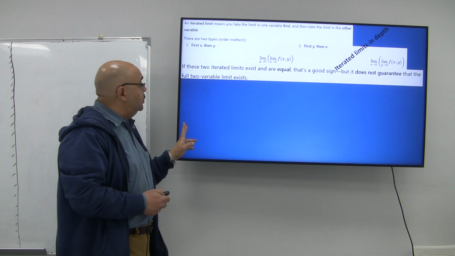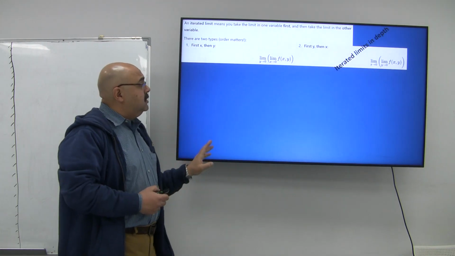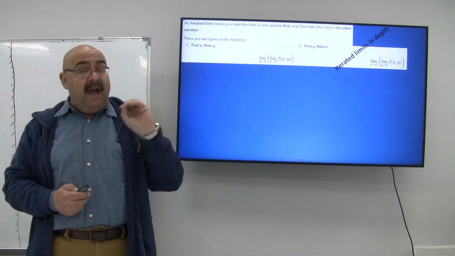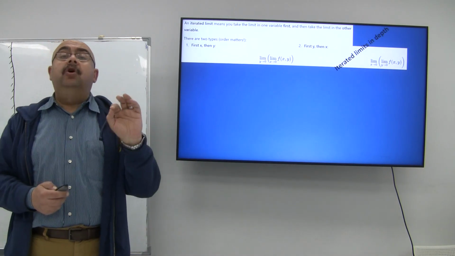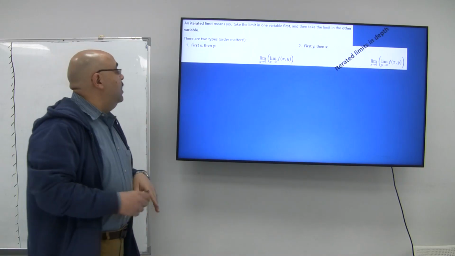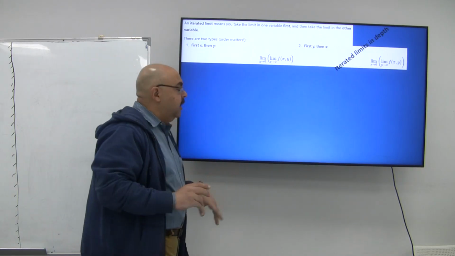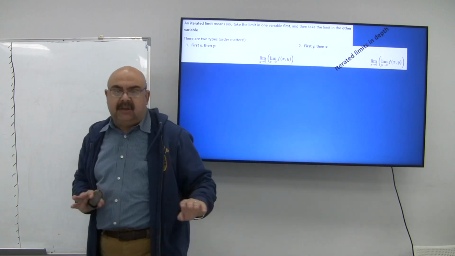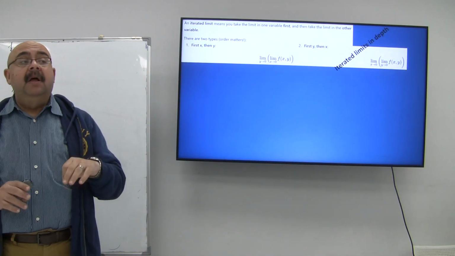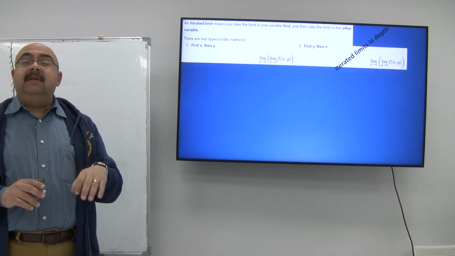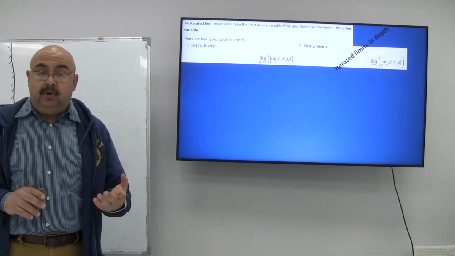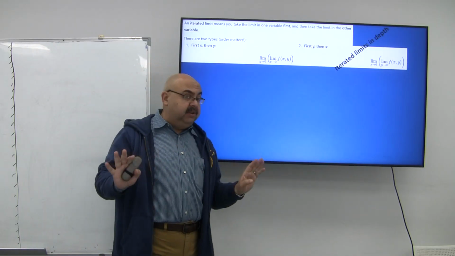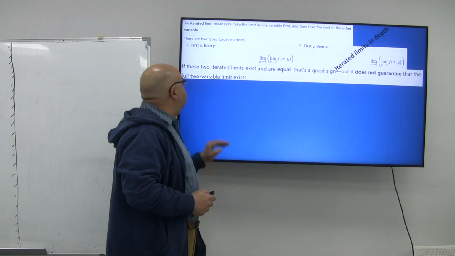If these two limits exist and have the same value, it's a good sign. But if these two values are not equal to each other, then the limit doesn't exist. That's the main positive side of using the iterated limit. If it doesn't exist, then it doesn't exist. But if it exists, it's a good sign.